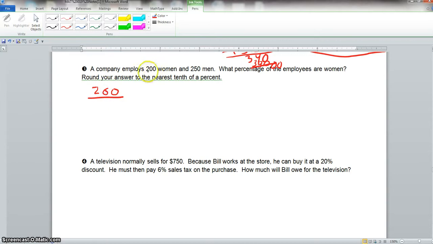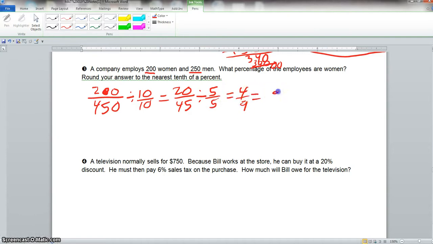out of, now the total amount of employees are 200 women plus 250 men, which is 450. So this would be 200 divided by 450. We know we can divide the numerator and denominator by 10. So that would give us 20 over 45. And we could divide the numerator and denominator both by 5. This would give us 4 over 9.